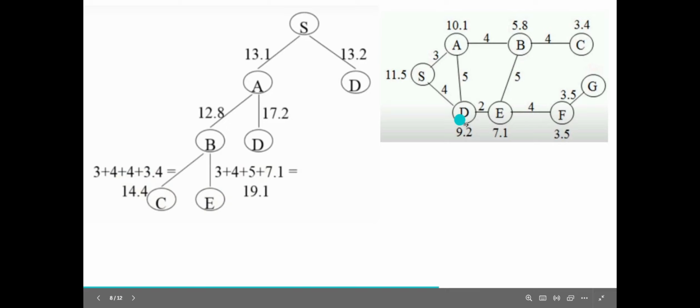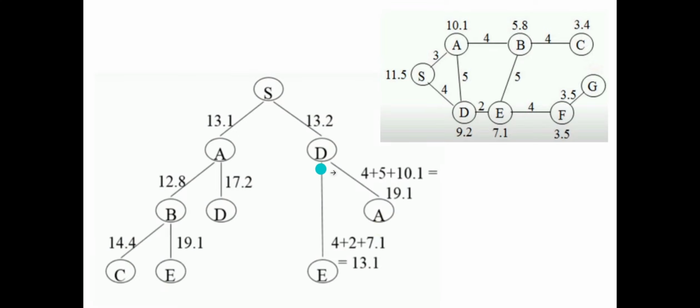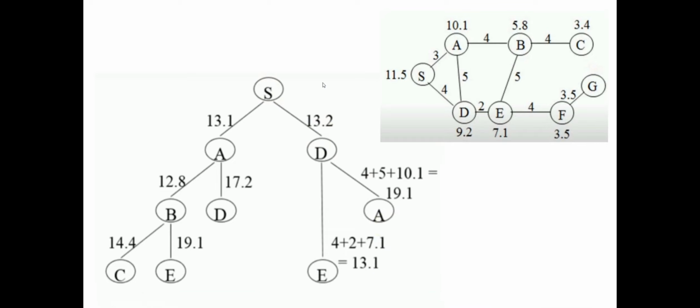From D, we have two options: we can move either to A or to E. If we move to A, we add the g(n), which is 4 plus 5, plus the heuristic value of A, which is 10.1, giving 19.1. For E, we add 4 plus 2 plus the heuristic value of E, which is 7.1, and it gives 13.1. If we compare all these costs, 13.1, which is E, is the minimal one.